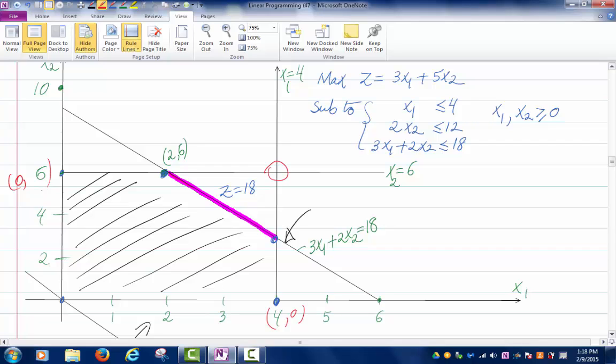Look at the value of z. 0, 0 gives you the value 0. But 0, 6 or 4, 0 gives you a better value of z, right? Am I making sense? So you can either move to the adjacent vertex 4, 0 or the adjacent vertex 0, 6. But in this case, we are going to move to 0, 6 because 0, 6 gives you a better value of z than 4, 0.